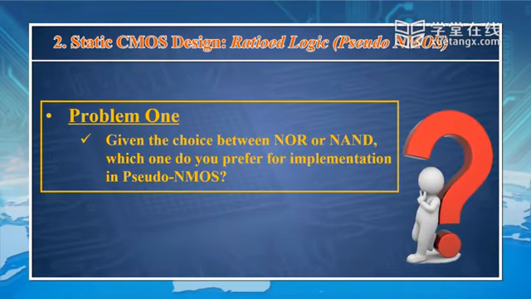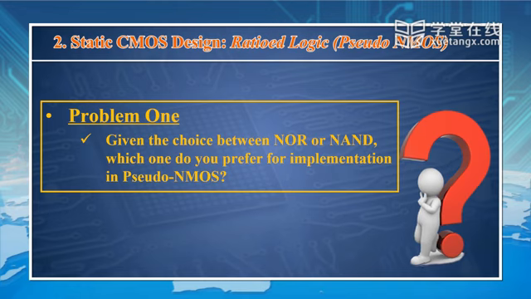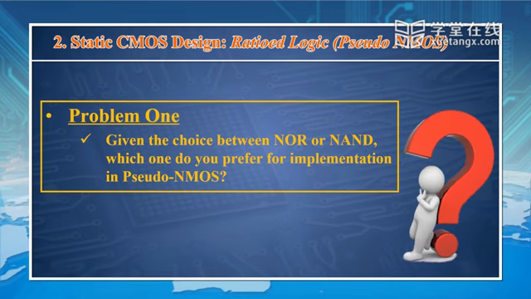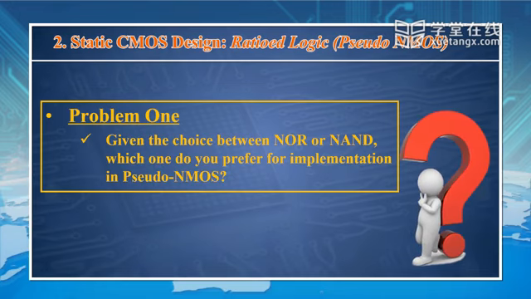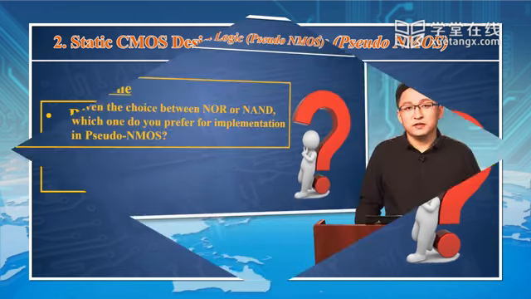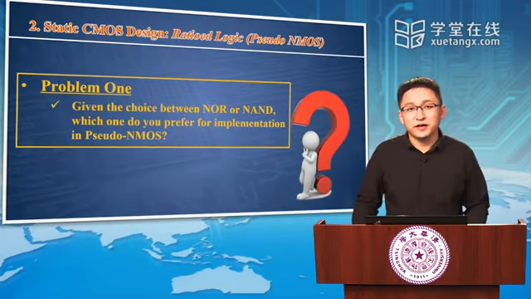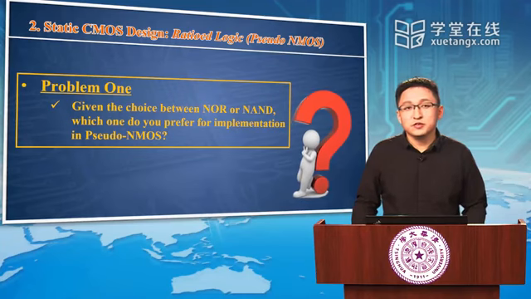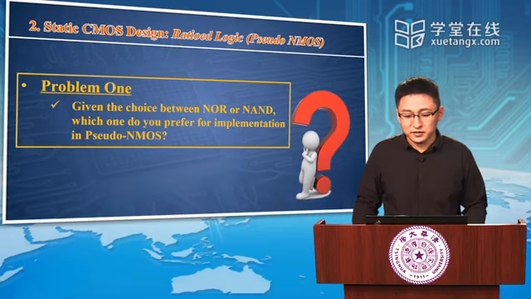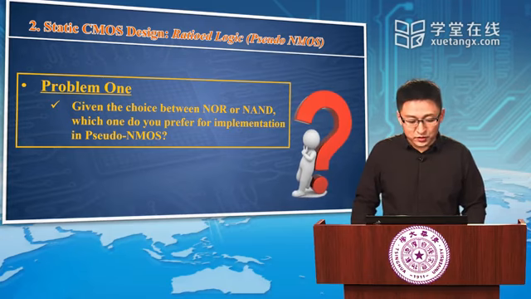Now, I'd like to give you my first problem in this lecture. Given the choice between NOR and NAND, which one do you prefer for implementation in pseudo CMOS logic? You know that in complementary logic gates, I said that NAND is better than NOR because the logical effort of NAND is smaller than the logical effort of NOR, right? Therefore, NAND is faster than NOR. However, here we have pseudo CMOS logic. So which one do we prefer, NOR gate or NAND gate? Give me your reason. That's the first problem.